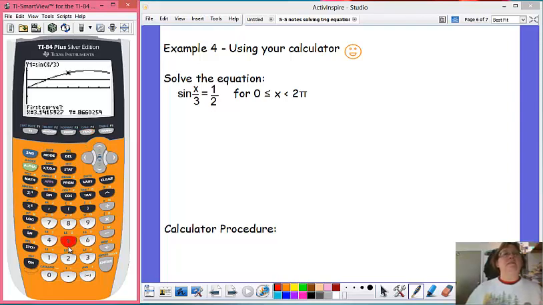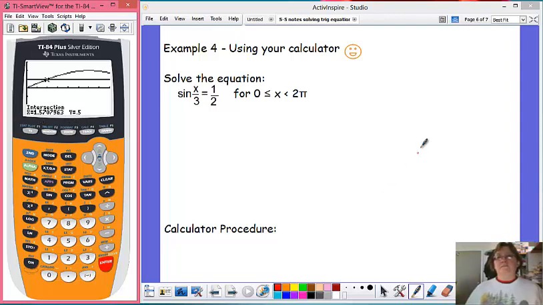So second trace and 5. We want to be close to this intersection. You don't have to be right on it, but you have to be closer to this one than you are to any other. So then, and once you're close, it's enter, enter, enter. And it's telling us that y is 1/2 at x of 1.57.